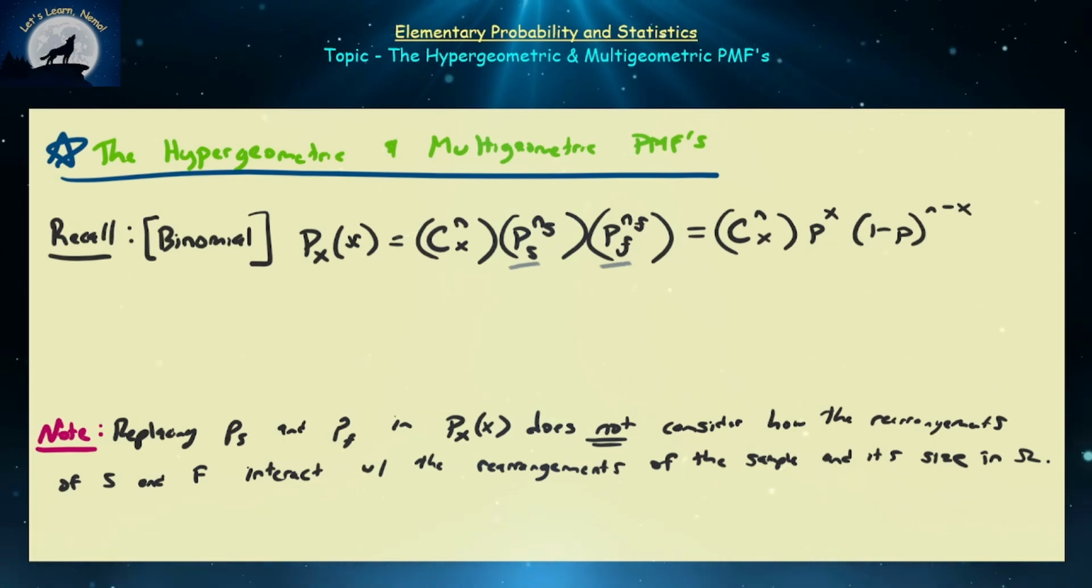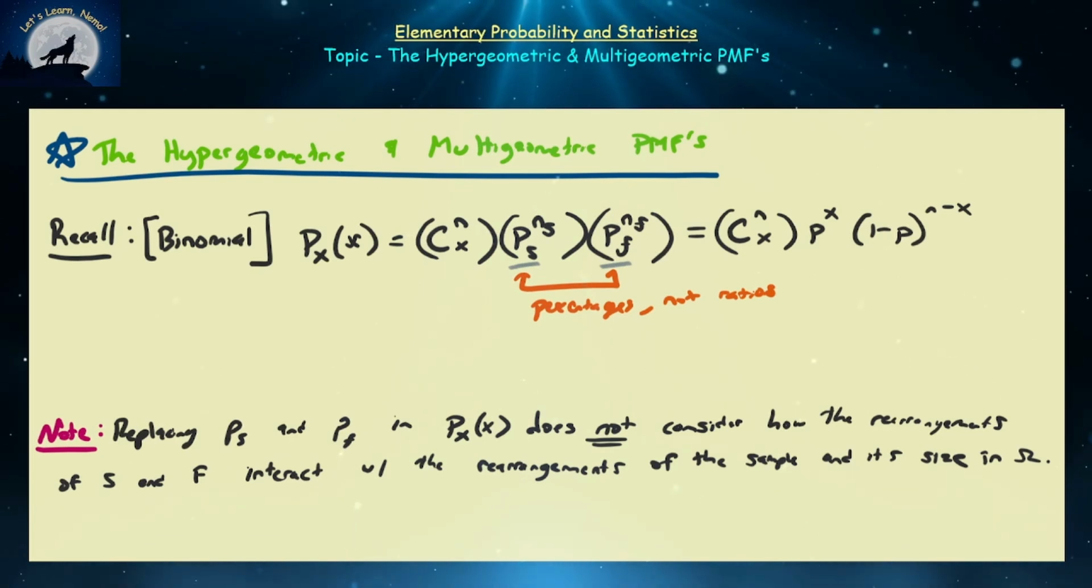Now, one thing that I was emphasizing when we were discussing binomial probability mass functions is that these were percentages, not ratios. The same thing happened for the multinomial distribution as well. So the hypergeometric and multigeometric PMFs are going to allow us to consider what happens when we do have ratios, and how to deal with those probabilities, which can be viewed as more precise versions of binomial and multinomial PMFs.